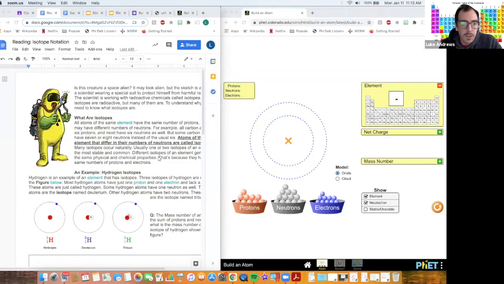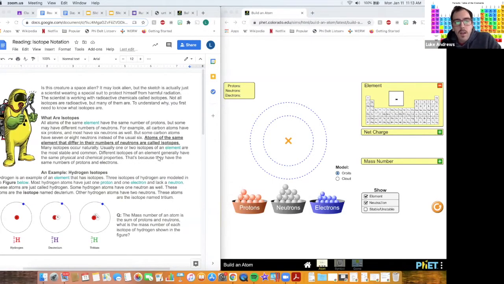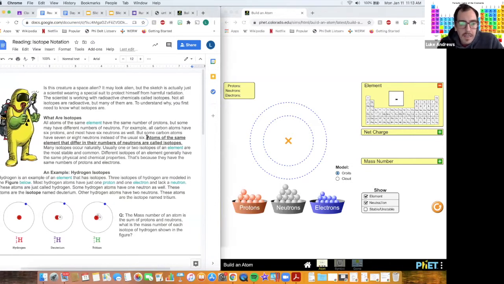So, isotopes. Isotopes are atoms of the same element that differ in their number of neutrons. I saw this popping up a lot, that a lot of people were confusing protons and neutrons. So in order to talk about this, we're going to use the building an atom simulation.